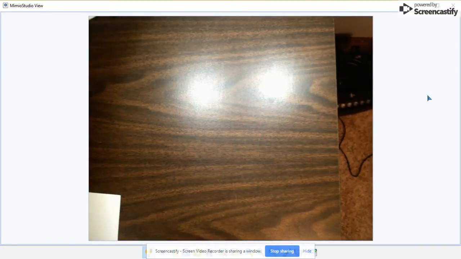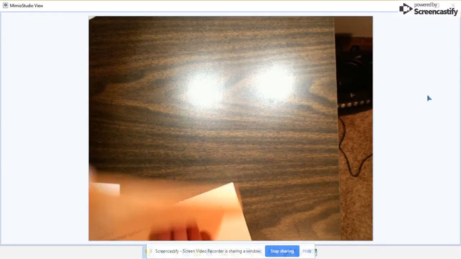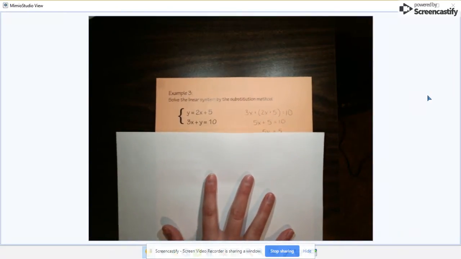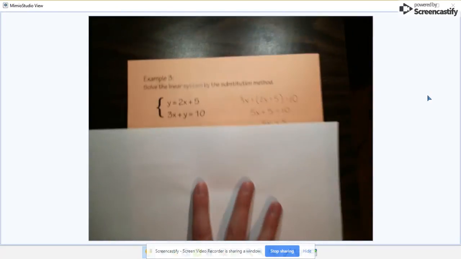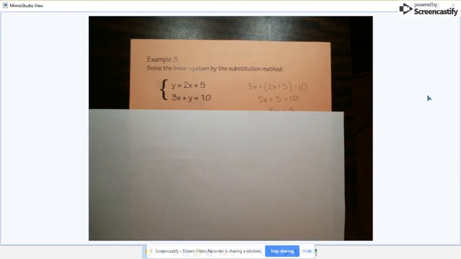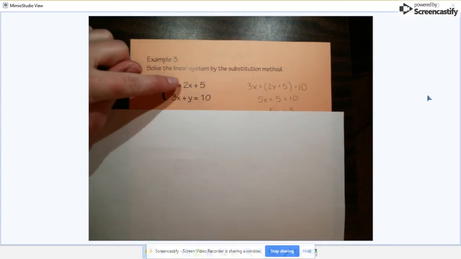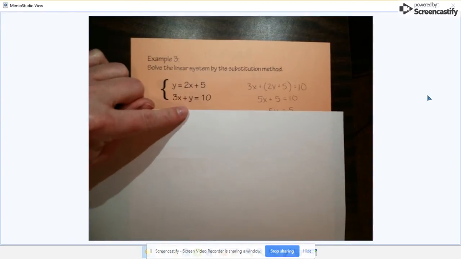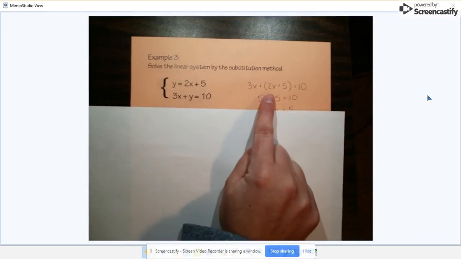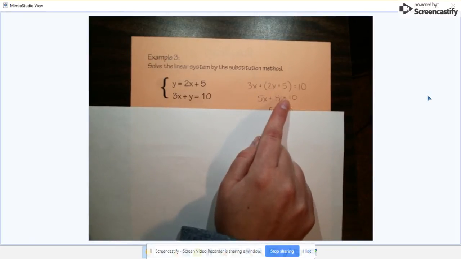So again, if you go back to your foldable from the other day, you're going to the second page, which is substitution. So here we have our system of equations. And it's really nice in this example because our top equation is already solved for a variable. So we don't need to do any solving. We're just going to take this 2x plus 5 and plug it into our second equation. So we get 3x plus, remember use your parentheses, 2x plus 5 equals 10.